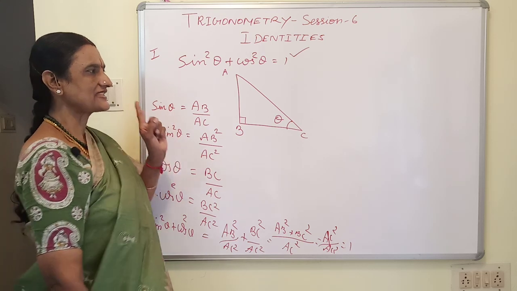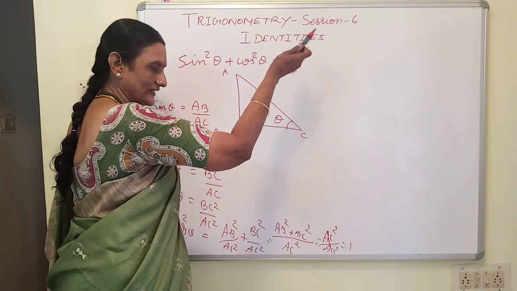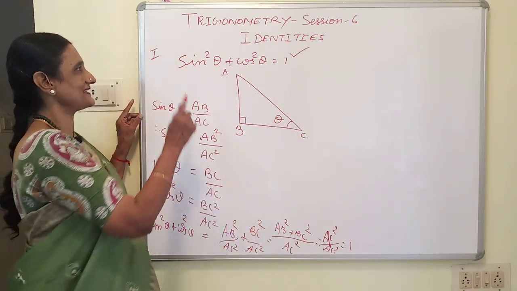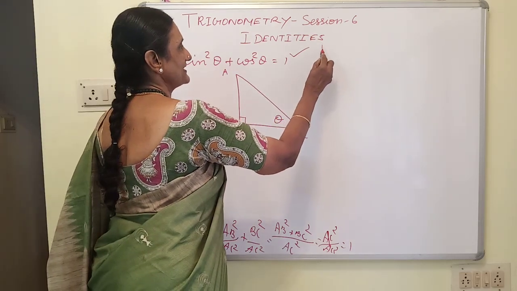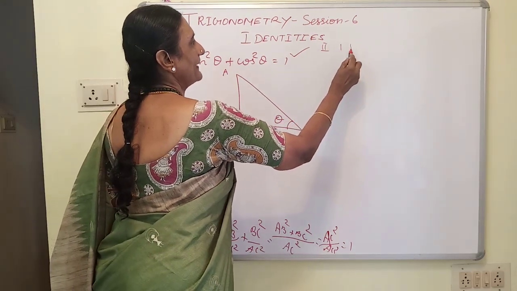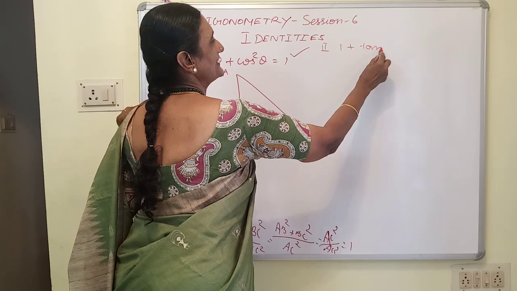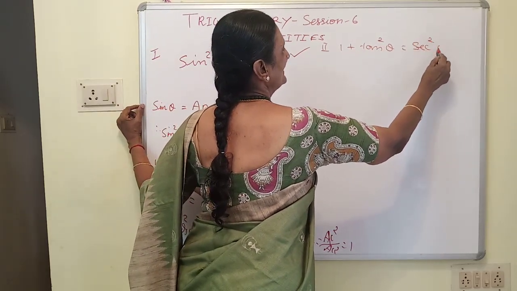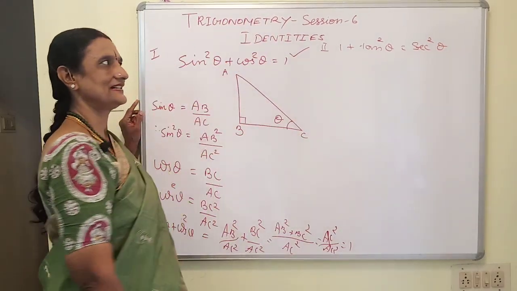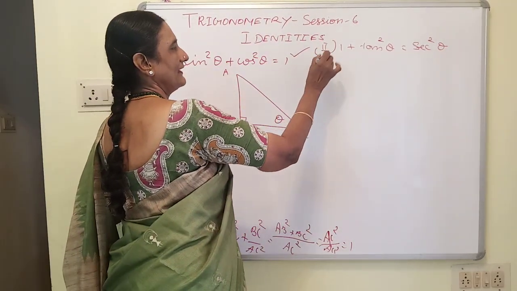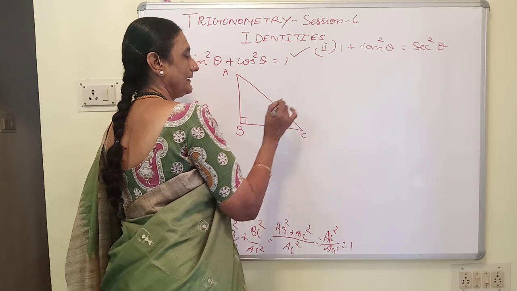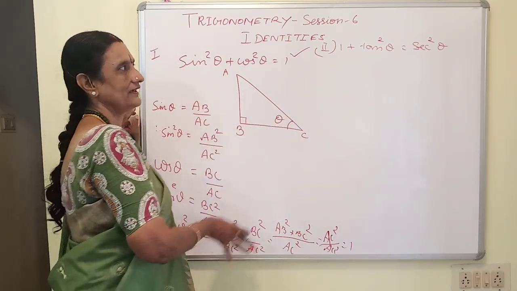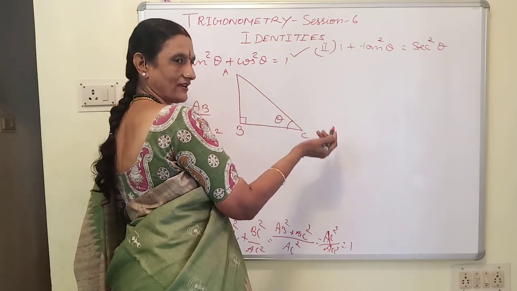Now, next identity, for the same triangle, we are going to derive the second identity. The second identity is 1 plus tan square theta is equal to secant square theta. That is the second identity. Now, just like how you got these ratios, in the same way you have to get them here also.